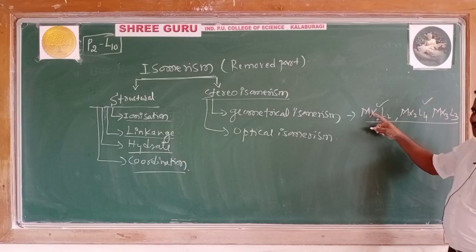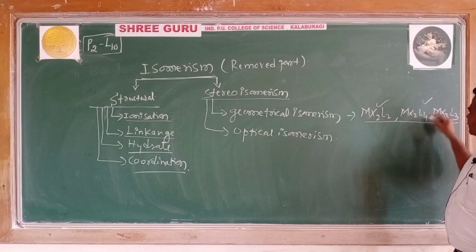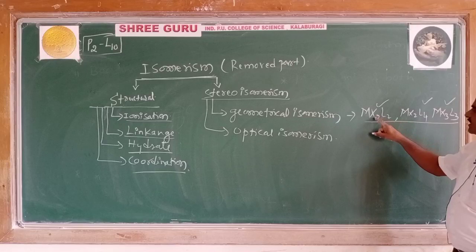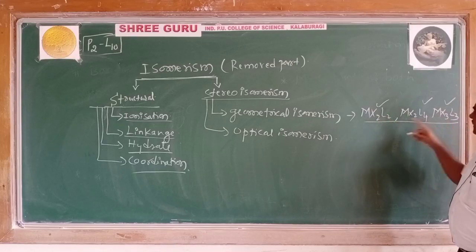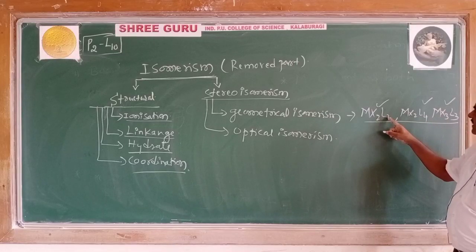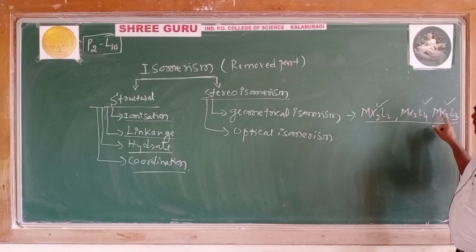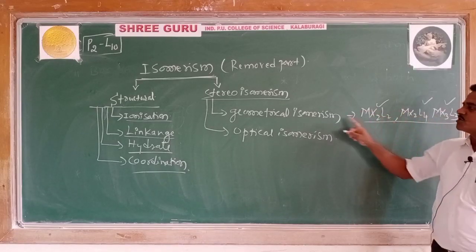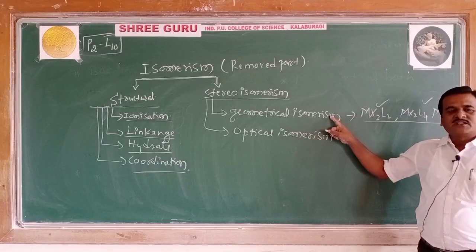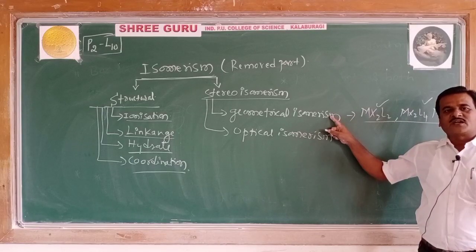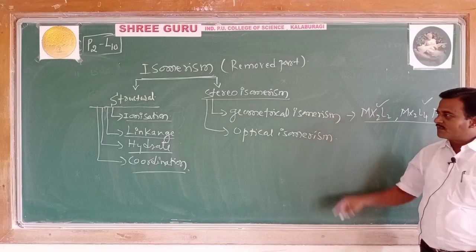So this is a tetrahedral complex, octahedral complex, the octahedral complex containing the different ligands. See, X and L indicating the ligand. Here M is the metal ion. MX2L2, MX2L4, MX3L3, they do show the geometrical isomerism. Geometrical isomerism is also called cis-trans isomerism.